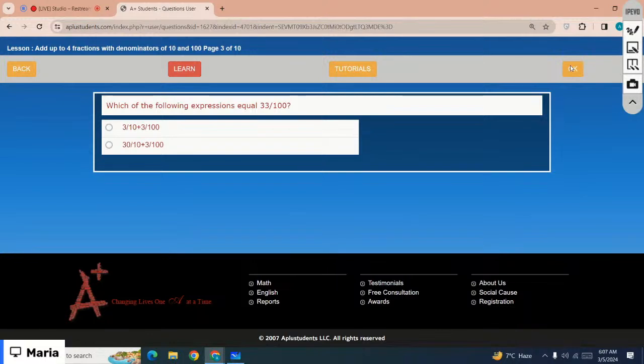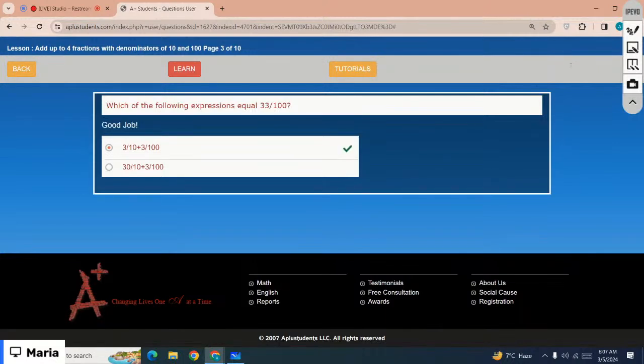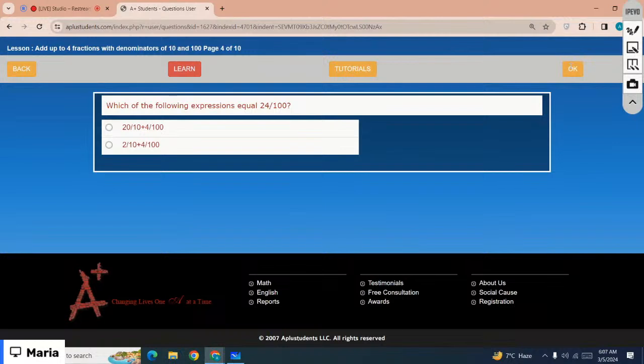Which option is the correct one? Option number 1 is the correct option, right? Because for the second one, they have different denominators, but here you have 30. So option number 1 is the correct option. That is 3 by 10 plus 3 by 100.